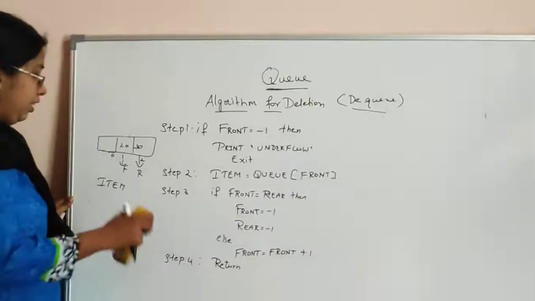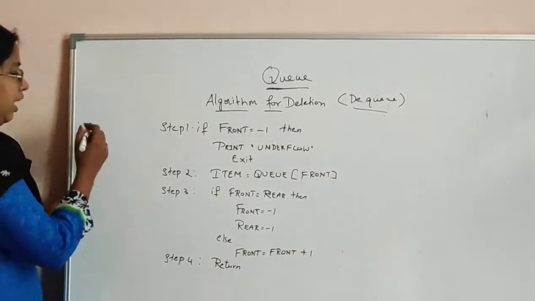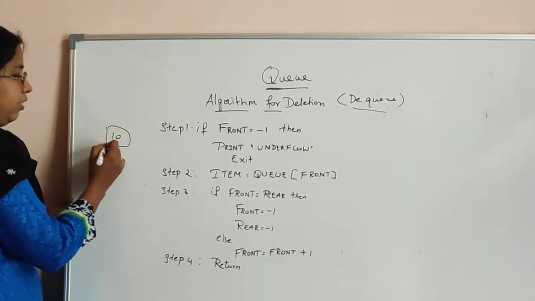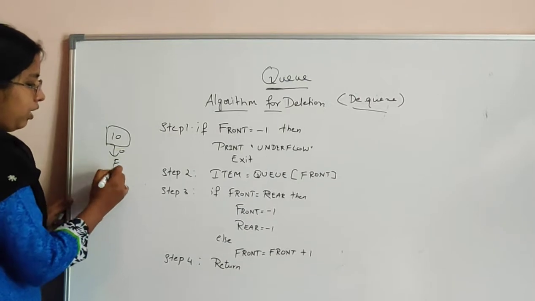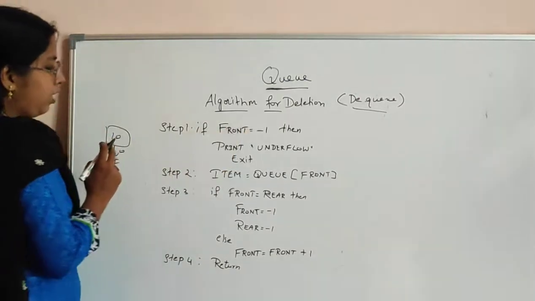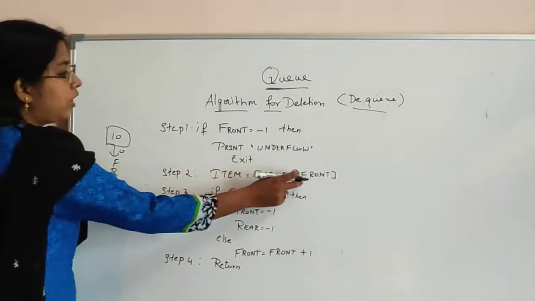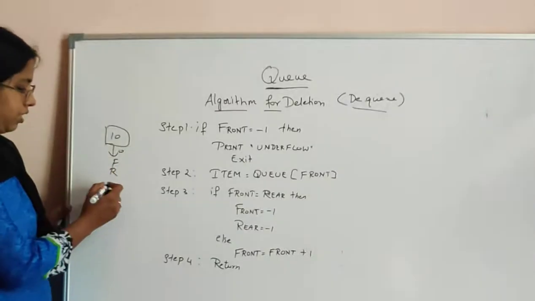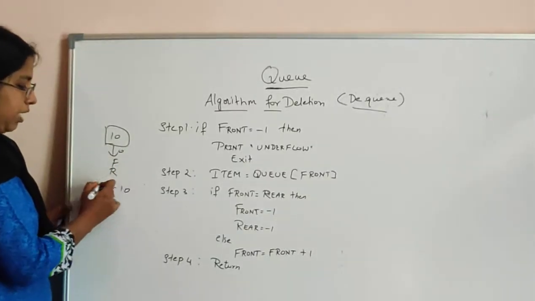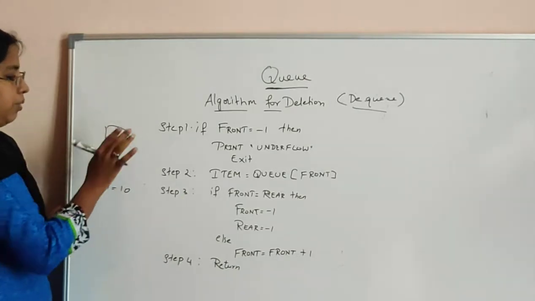Okay, this is one condition. Suppose there is only one element in the queue, 10. So your front value is 0 and your rear value is also 0. So first it will check the condition: front is equal to -1. No, it will not execute the statement. Now in queue of front, what is there? 10. That will be assigned to item. Okay, and this place becomes empty.